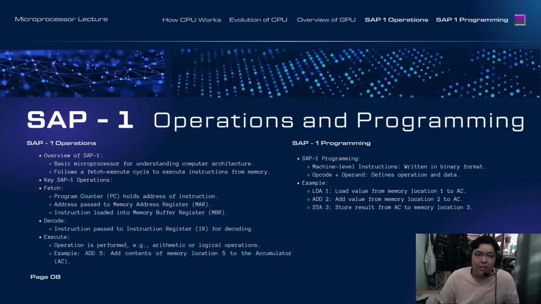So, in this long discussion for the final examination of our microprocessor lecture, we explored many topics, such as the core concepts behind CPU and GPU architectures, the evolution of processors, and how microprocessors like the SAP1 operate and are programmed. We began with an introduction to how a CPU works, focusing on its role in executing instructions through a fetch-decode-execute cycle, enabling the computer to carry out tasks efficiently.